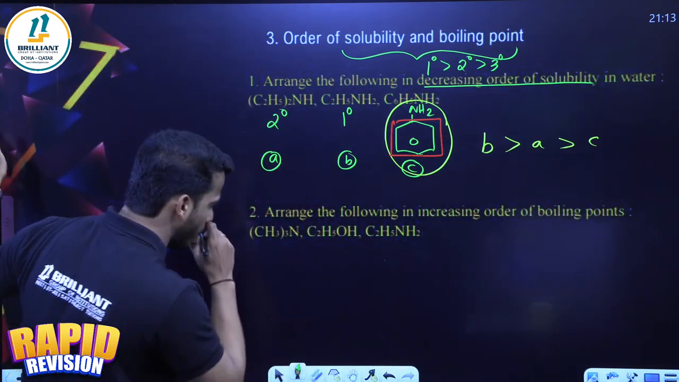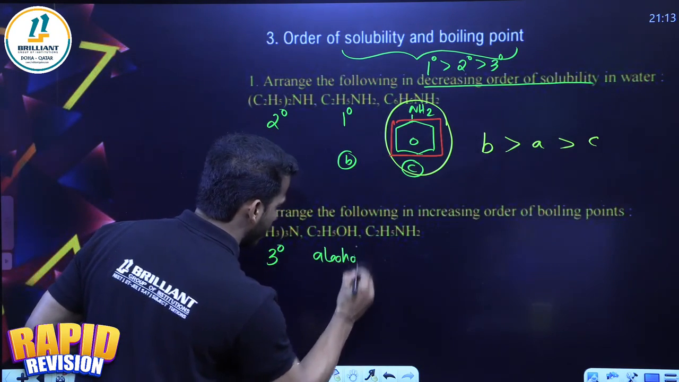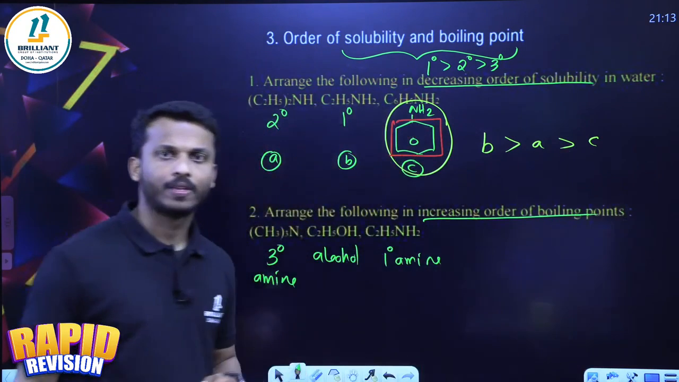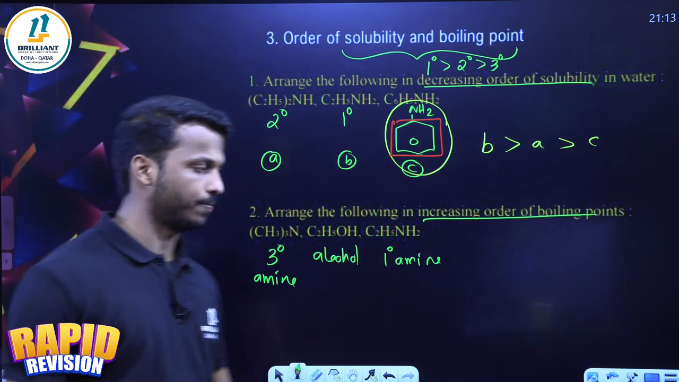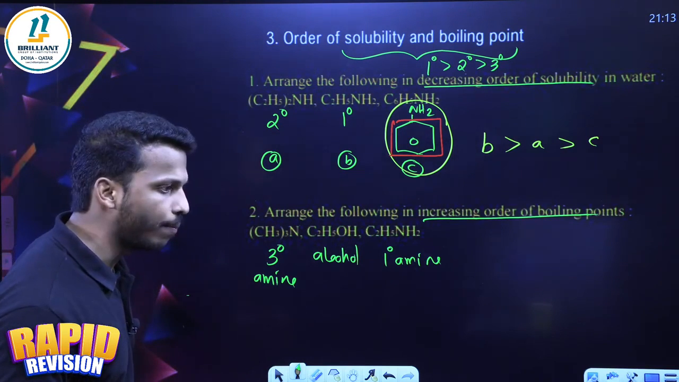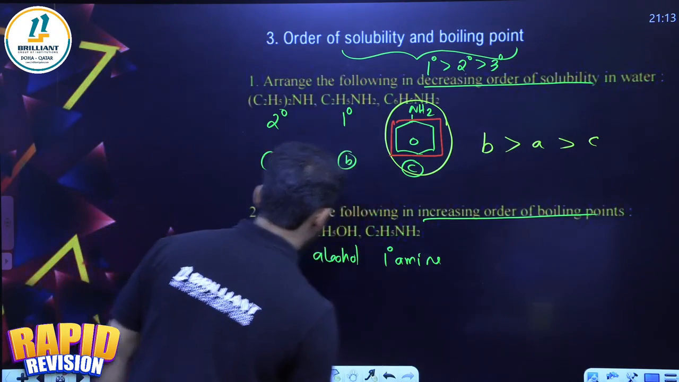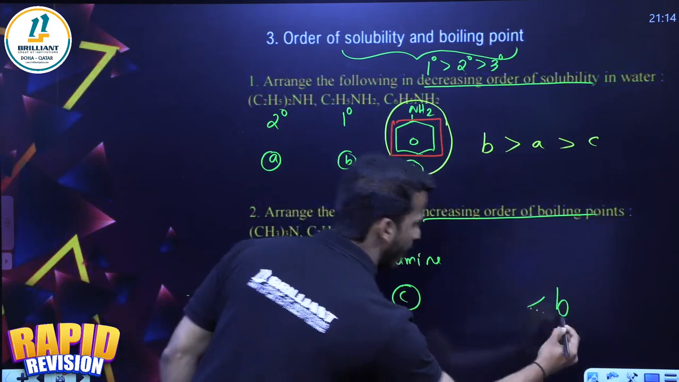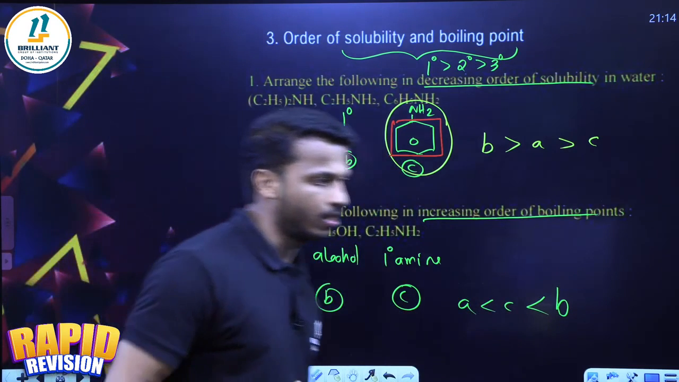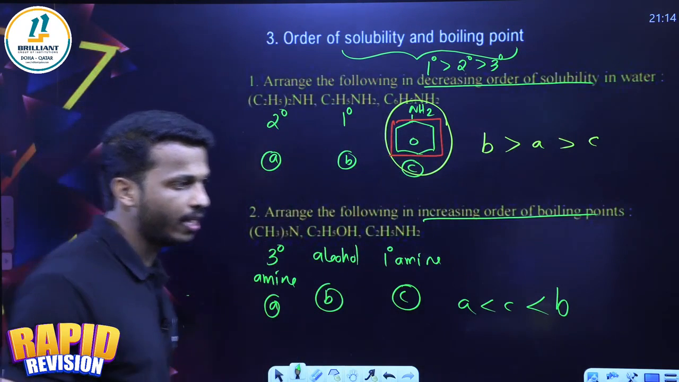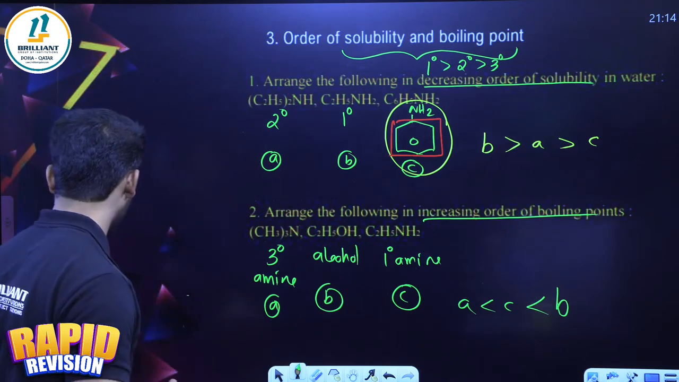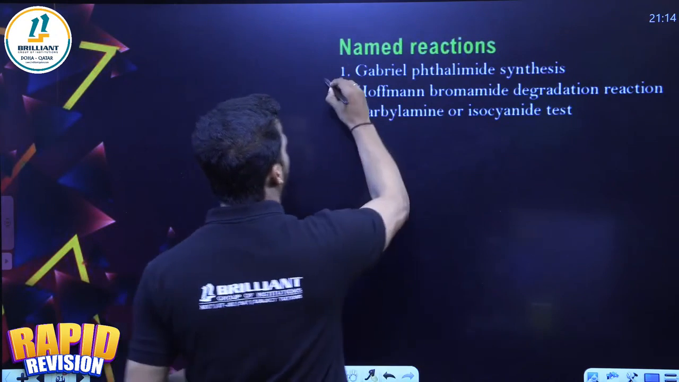Next one, dear all. This is a tertiary amine, this is an alcohol, this is a primary amine. Dear all, which one has the highest boiling point? Alcohols or amines having high boiling point? Alcohol, yes. So let me consider this is A, this is B, this is C. So B has the highest boiling point. Among primary and tertiary, we know primary has higher boiling point, C, then A. A, C, B is the correct answer, because A has the least, being a tertiary one. Clear all? Okay.